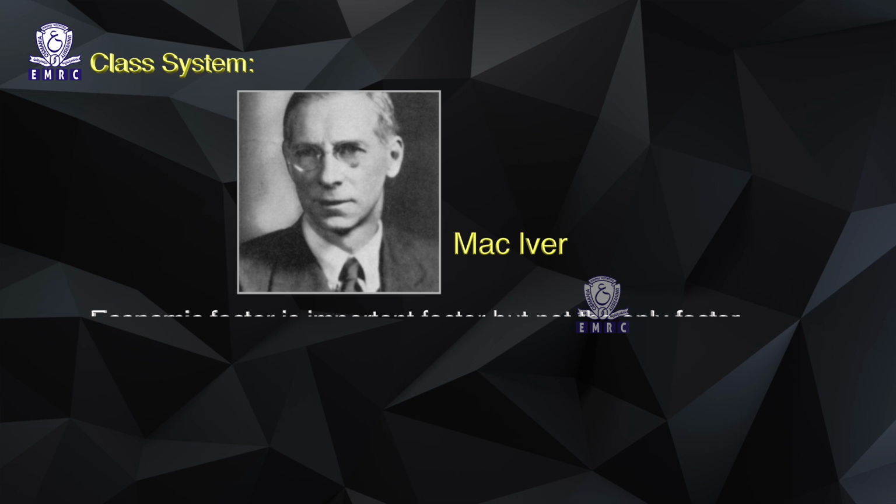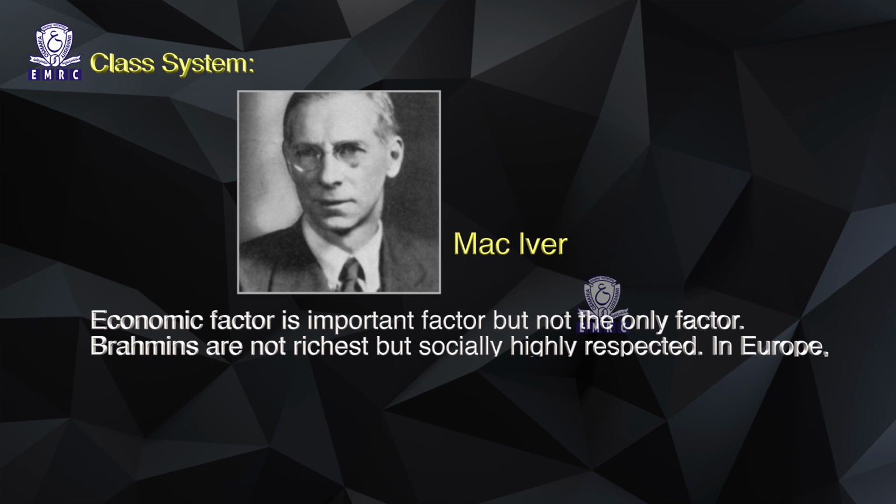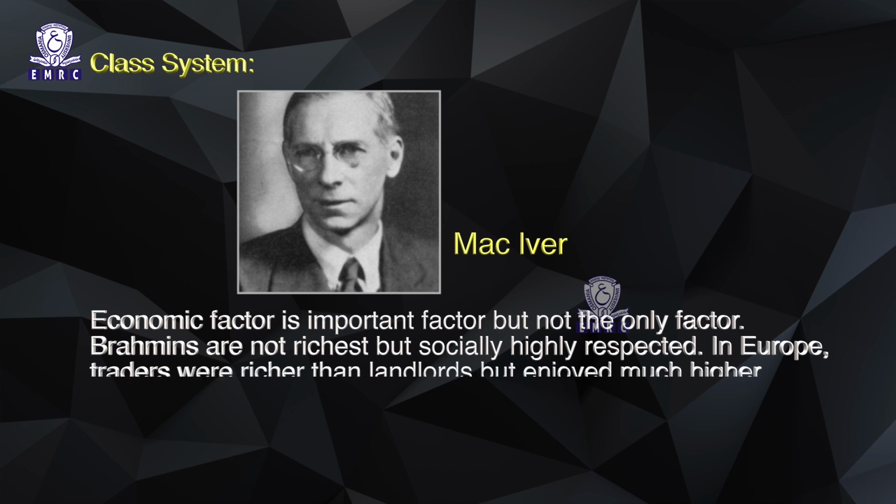Let us now discuss the class system. There is no stage in the civilized society in which classes did not exist. While differentiating between social class and economic class and the base for definition of class, McIver emphasized that the economic factor is an important factor but not the only factor. Brahmins are not the richest but are socially highly respected. In Europe, traders were richer than landlords but enjoyed much lower prestige.